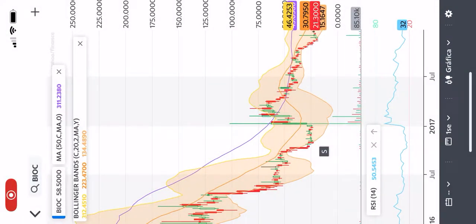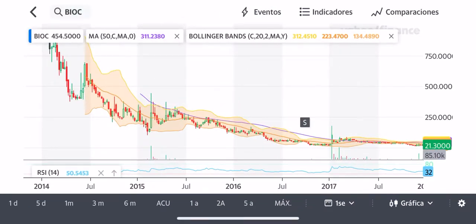So right here, we're looking at Biocept. And you can see this is in a major downtrend.